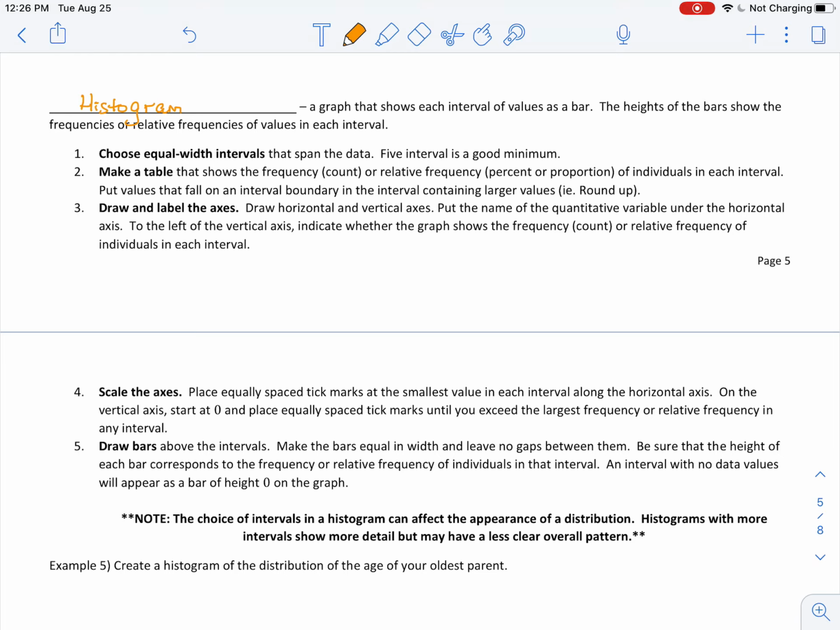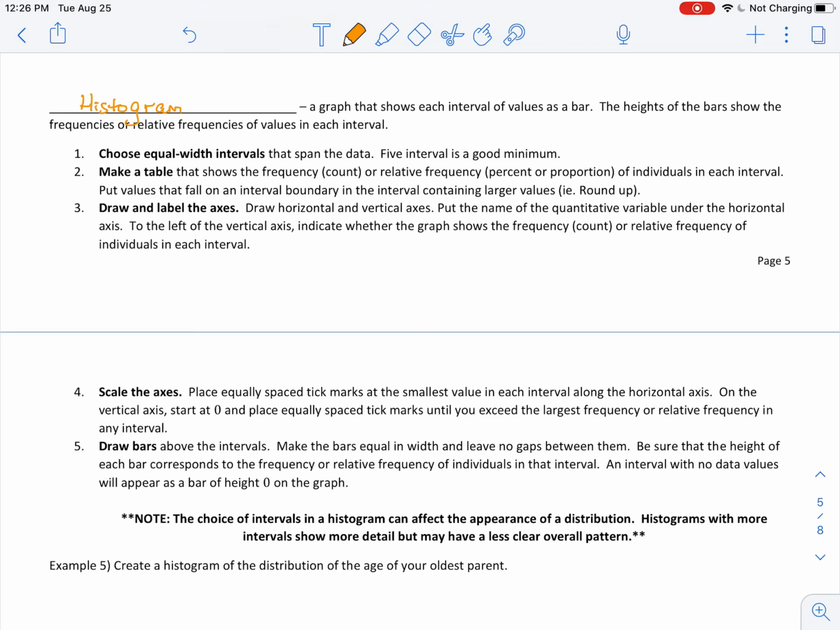When we do this, we're going to choose equal width intervals that span the data. Sometimes it's told to you, sometimes you could pick your own, but 5 is usually a good minimum amount. Any less than that, you're not going to see a whole lot of trends in your data. You also, unless it's a huge data set, probably don't want more than 10.